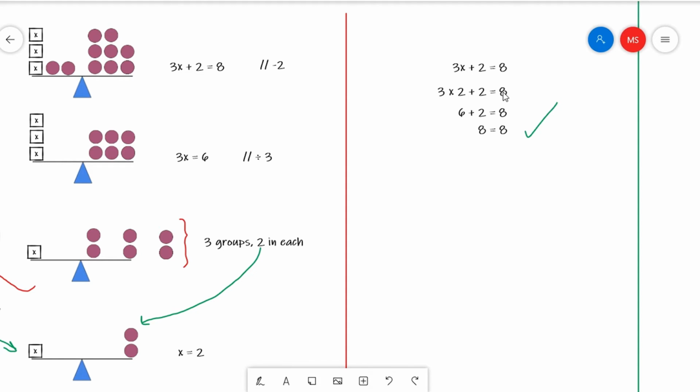Now, when we're checking, remember we are no longer isolating a variable, and therefore we're back to the normal order of BEDMAS. So I do my multiplying first. I get the 6 plus 2 equals 8. Then I add. I have an equality. I know I found the right value for x.